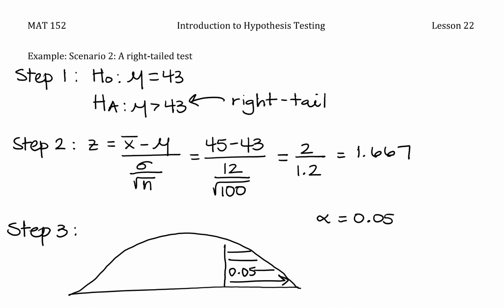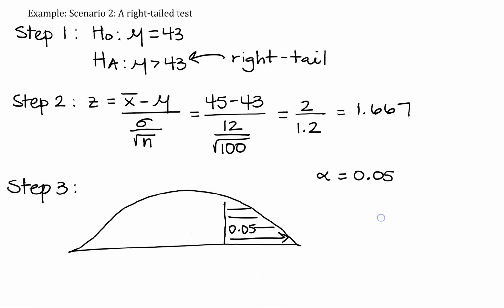Remember that the bell curve is symmetric. So in our last example, where the 0.05 was on the left, our critical value was a negative 1.645. Here it will be a positive 1.645.